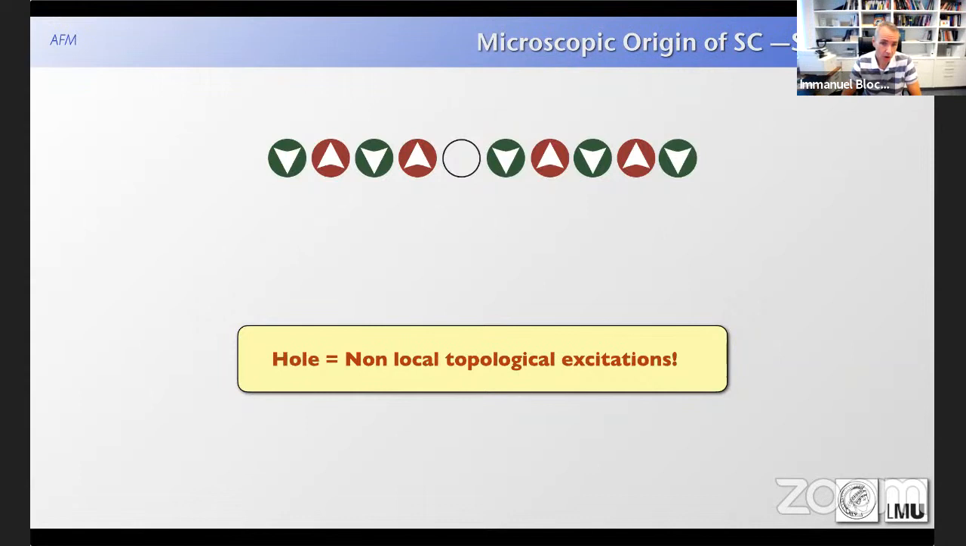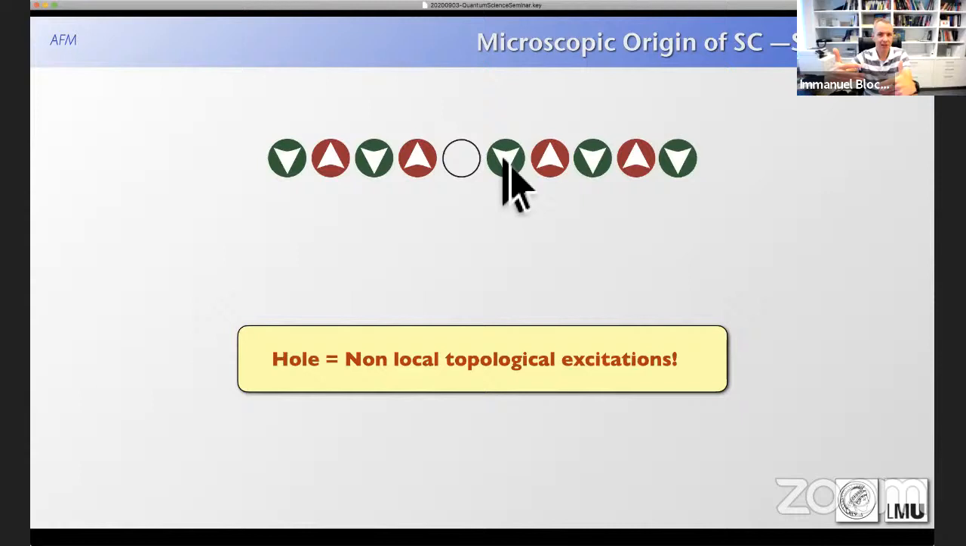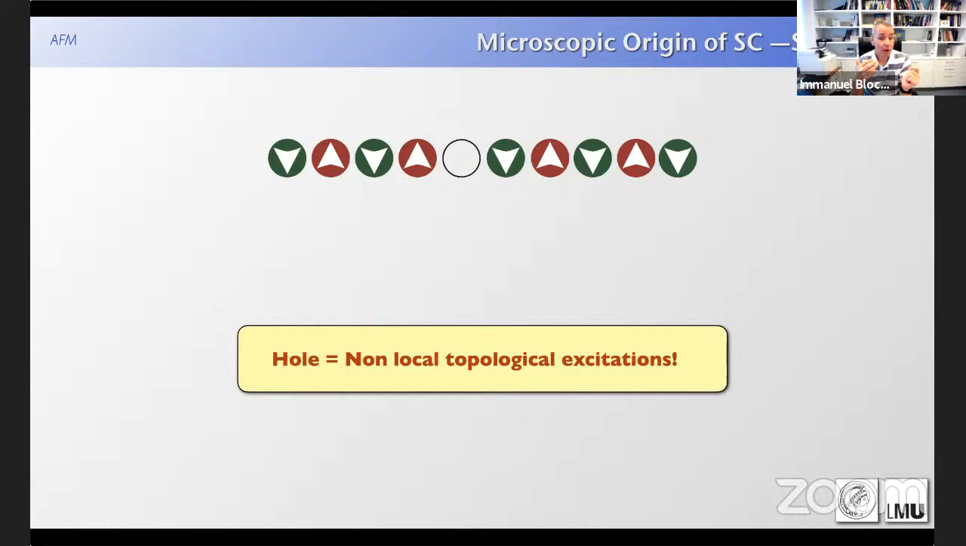I'll explain why we call it like that. When you start out with some kind of antiferromagnetic order, down, up, whenever there comes a hole, this order is flipped to the reverse direction, okay? Because around the hole, the spins want to align antiferromagnetically. Why do we call this a non-local topological excitation? Well, you see, even 100 sites away from this original defect, the particles' ordering here will feel the effect of this single hole. Yeah?